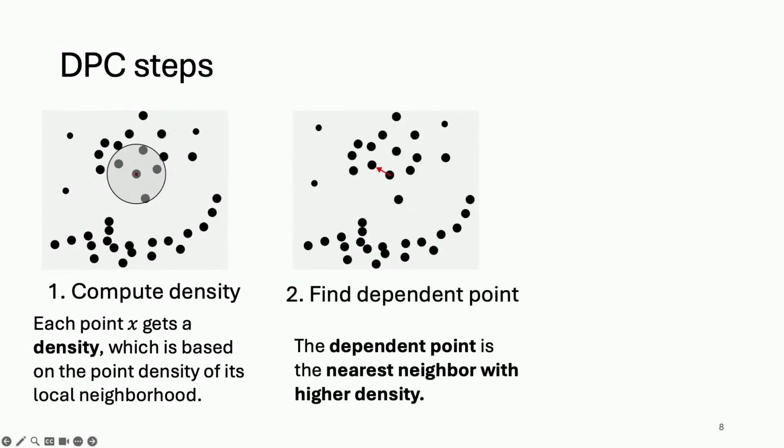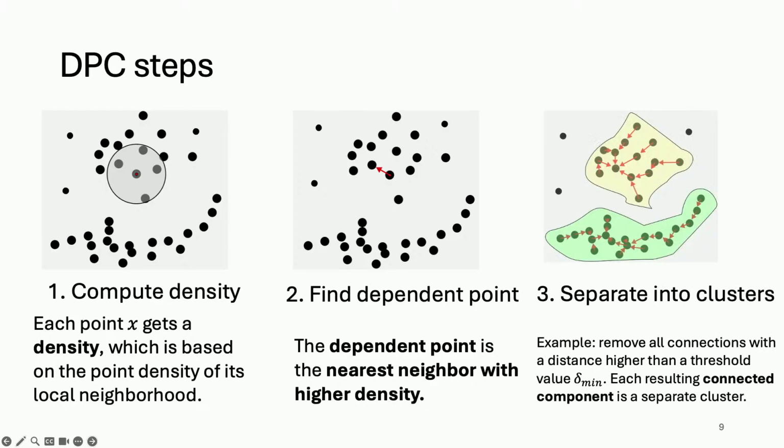The second key step is finding dependent points. So the dependent point of a point is defined to be the nearest neighbor of that point with a higher density than it. So it's not just the nearest neighbor. It has to be the nearest neighbor with a higher density. So it's a constrained form of nearest neighbor search.